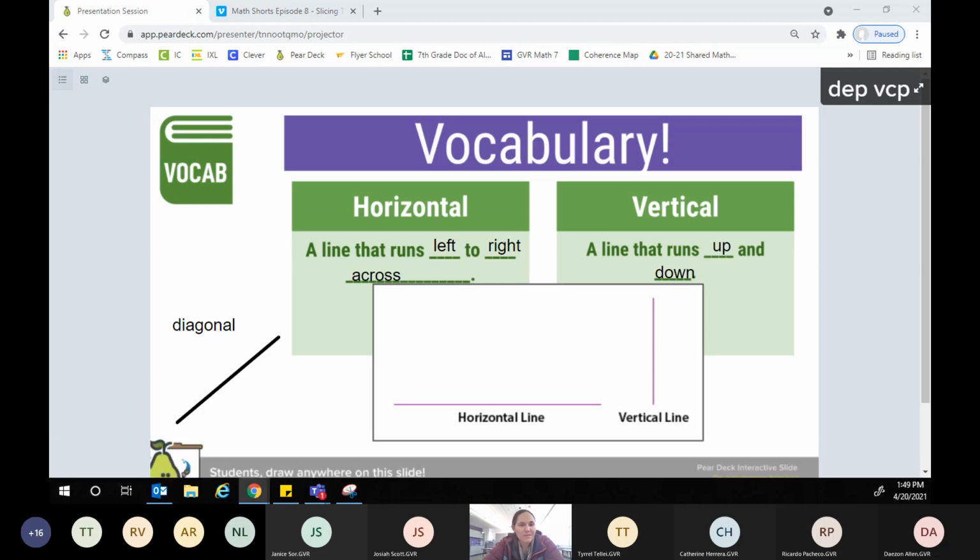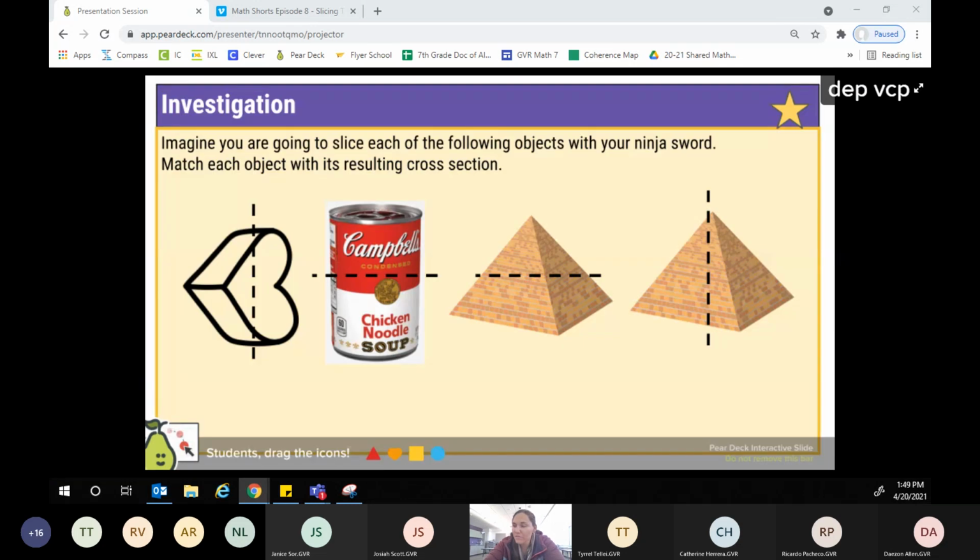Okay, so these are three types of cuts. So now we're gonna look at a few different examples. This is kind of similar to one of the things we did yesterday. Basically, you've got the shapes on the side. You have a triangle, a heart, a square, and a circle. And you're just gonna drag them. And thanks to everyone that started. You're just dragging them to see which slice of your ninja sword would match these cross sections.